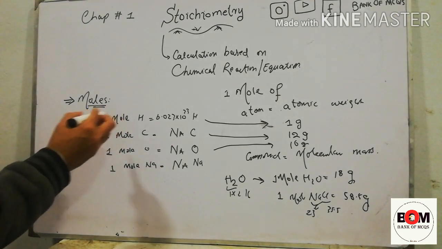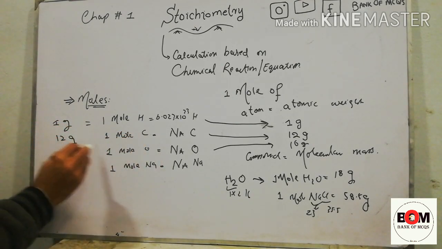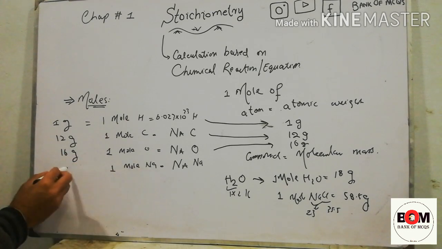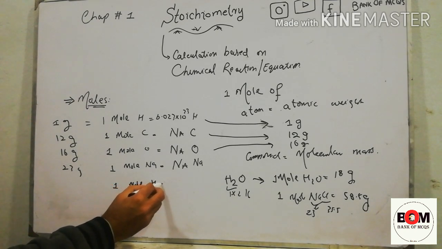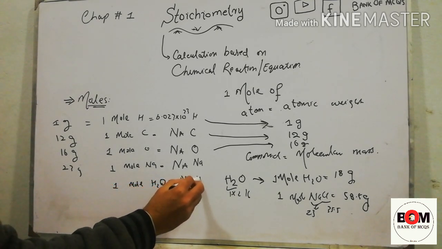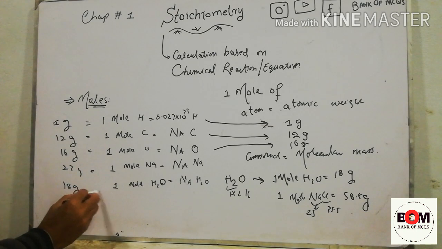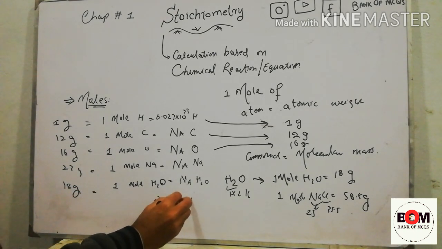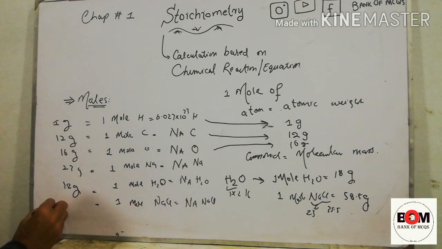Now to write again, 1 mole of hydrogen weighs 1 gram, 1 mole carbon weighs 12 gram, 1 mole oxygen weighs 16 gram, 1 mole Na weighs 23 gram, and 1 mole H2O has Na molecules of H2O, but its weight will be equal to 18 gram, and like 1 mole NaCl, Na molecules of NaCl, its weight will be 58.5 gram. So this was the relation between mole, its number and its mass for different atoms and compounds.